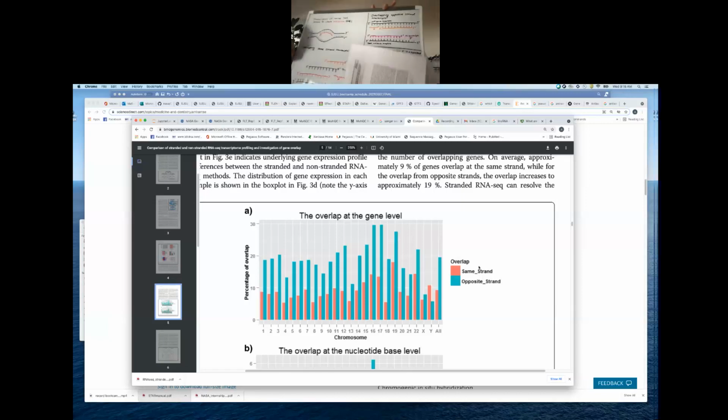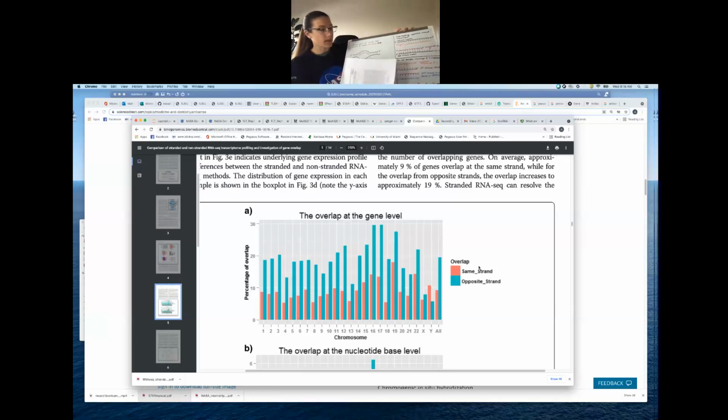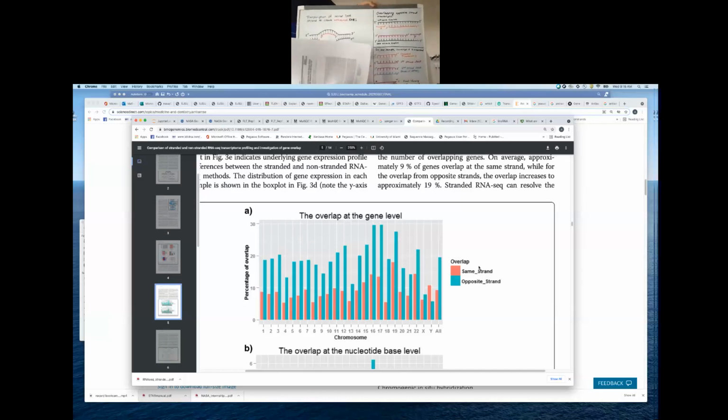And when this becomes a problem is when we want to go ahead and make our libraries. Let's say in the example I'm going to use here, we have that in our sample. Can you guys all see this?